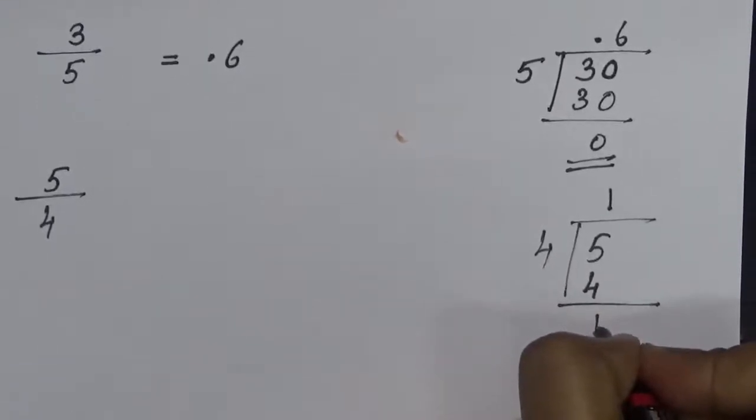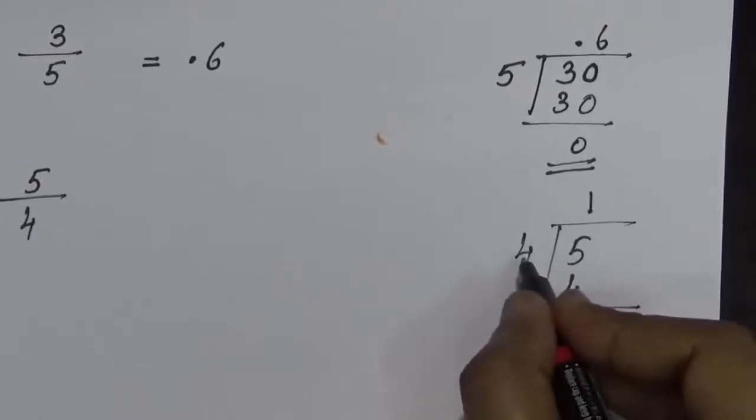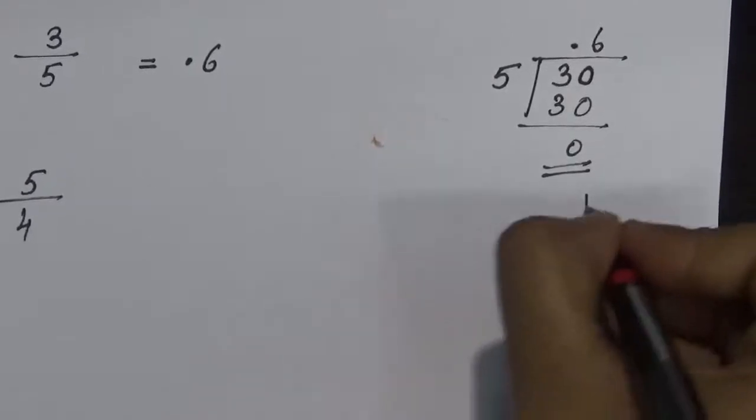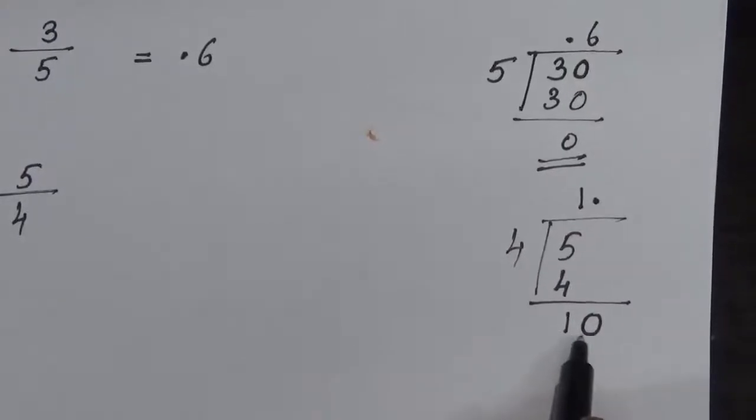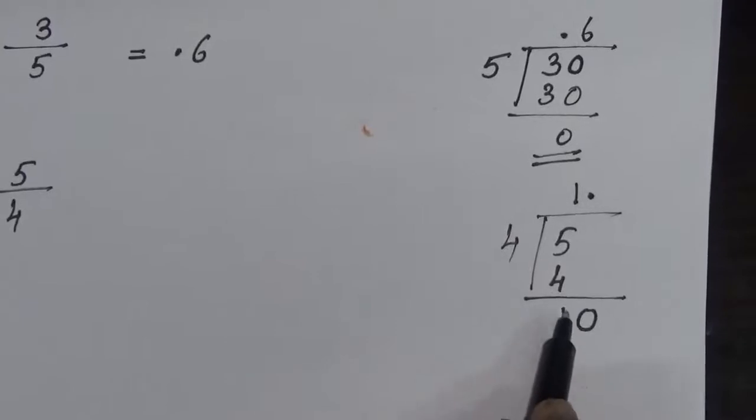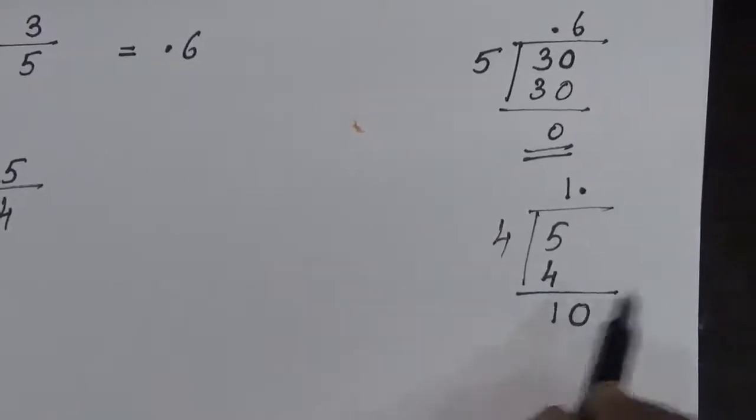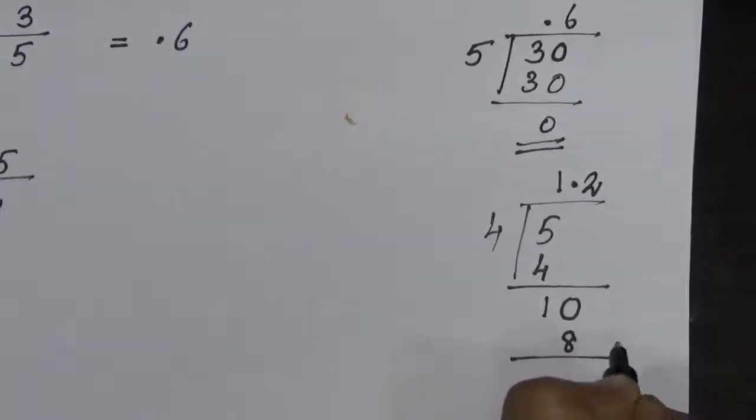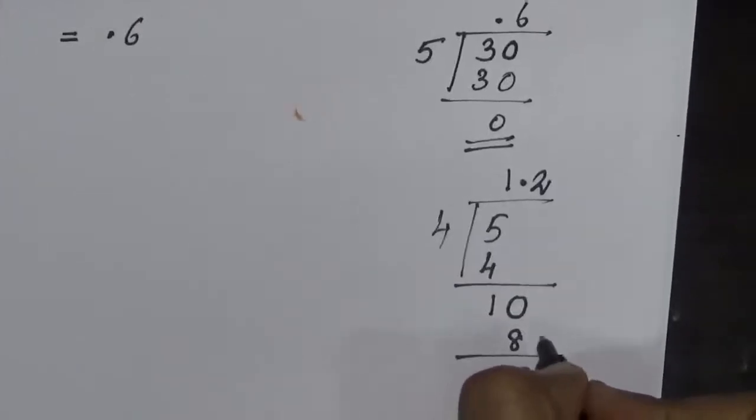So we can proceed. To get a number greater than 4, we put a 0 here, and at the same time we put a point in the quotient. So we get the number 10 here. Now let's divide 10 by 4. We find the multiple of 4 which is closest to 10. It is 8. So 2 4s are 8. 10 minus 8 is 2. Again we can proceed, so we put a 0.